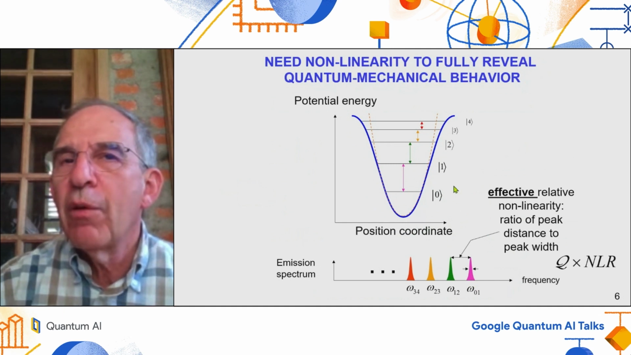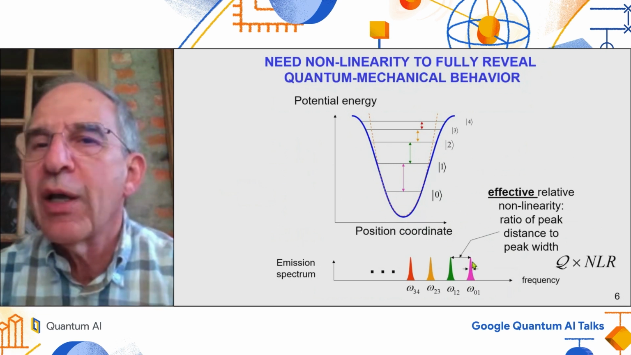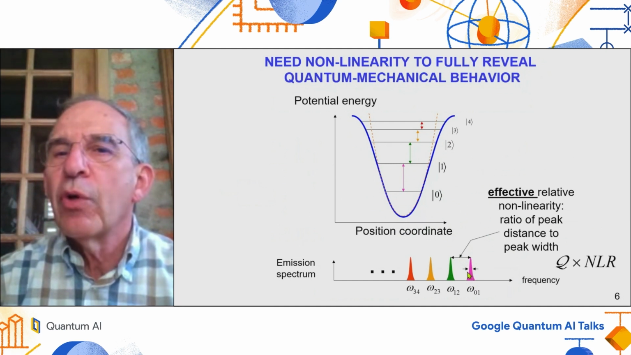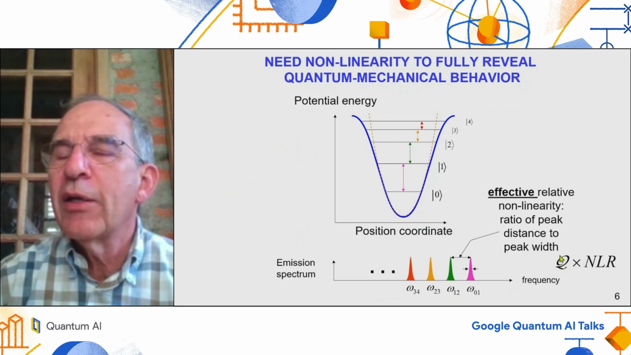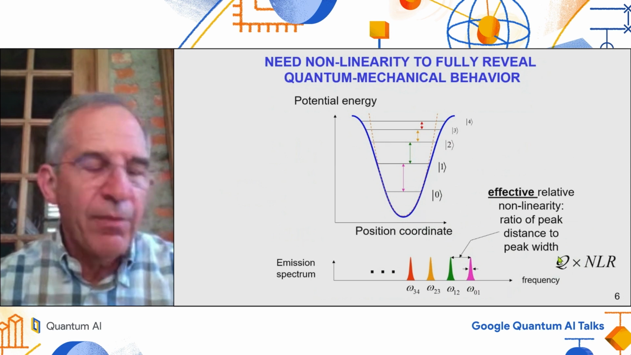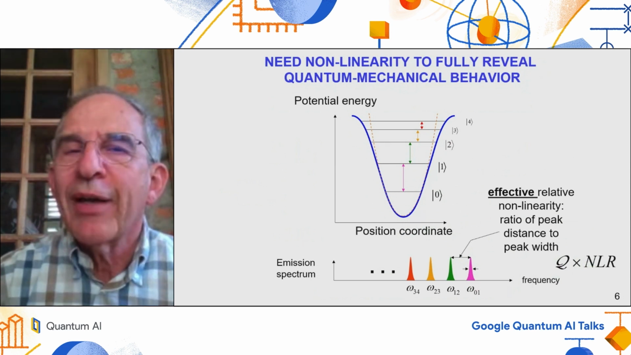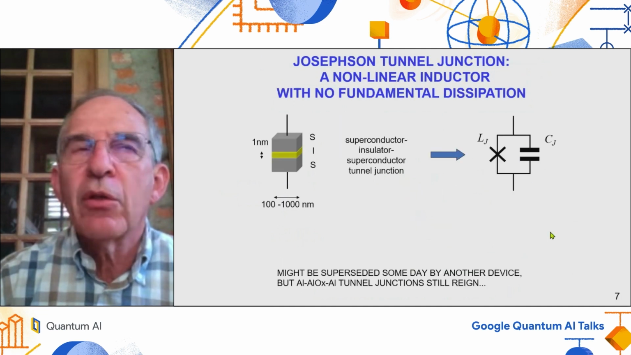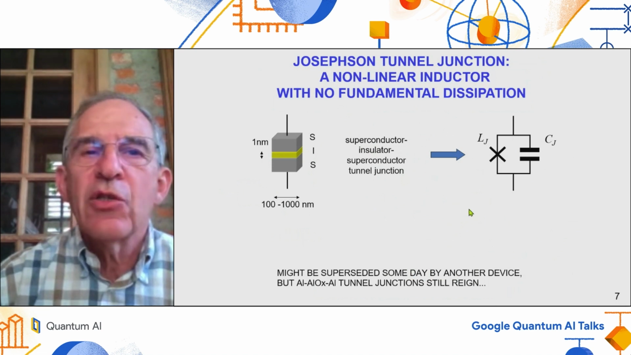But comes another factor here. It's not only the distance here between these two transitions that counts, it's the width also of these transitions. So what you want to optimize is the product of the quality factor of your artificial atom times this nonlinearity factor. And so this is what the development of superconducting artificial atoms is about.